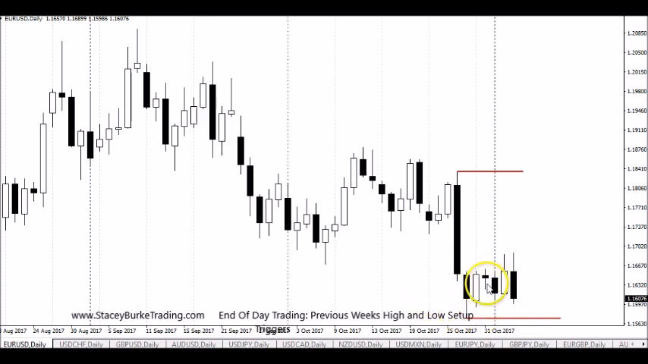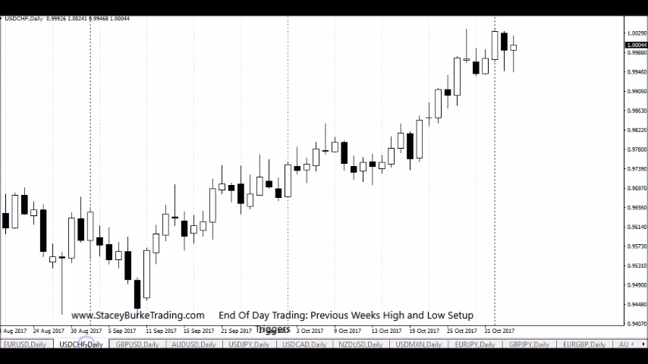So with the euro, with this particular trigger, I did not get any trades triggered. That was last week's high, and that is this week's low. So straight off the bat, we did not get any triggers for that particular trade setup. Now, obviously, there's other opportunities that intraday traders may have looked at with that, but specifically just with this previous week's high and low setup, we did not get a trigger.